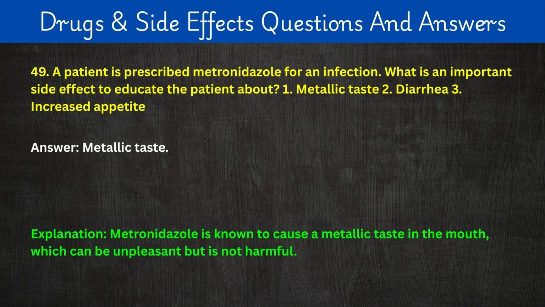49. A patient is prescribed metronidazole for an infection. What is an important side effect to educate the patient about? 1. Metallic taste. 2. Diarrhea. 3. Increased appetite. Answer: metallic taste. Explanation: metronidazole is known to cause a metallic taste in the mouth, which can be unpleasant but is not harmful.